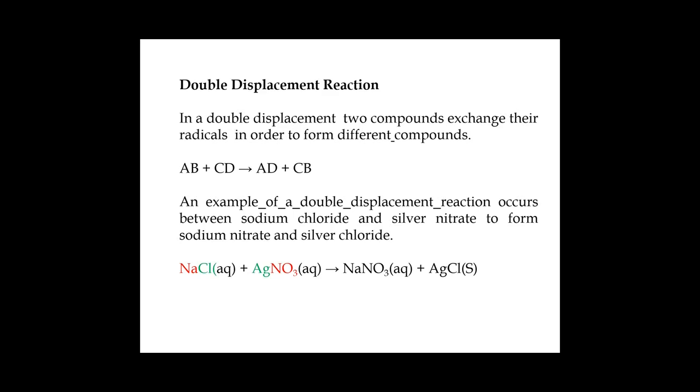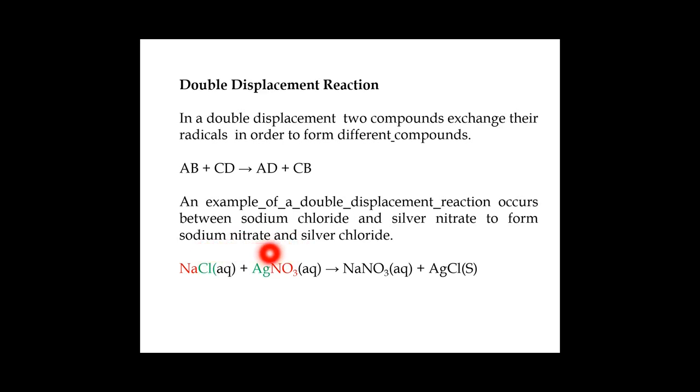An example of a double displacement reaction occurs between sodium chloride and silver nitrate to form sodium nitrate and silver chloride. This is the sodium chloride formula, NaCl. This is silver nitrate. Two reactants are involved in this chemical reaction, NaCl and silver nitrate, both compounds. These compounds are going to exchange their radicals to form two different compounds. In NaCl, Na is a basic radical, a cation. Cl is an anion, which is an acidic radical.